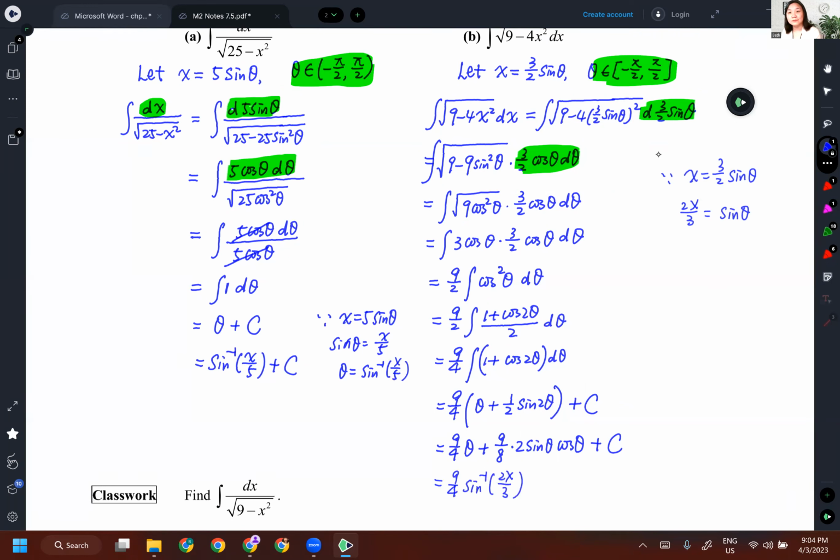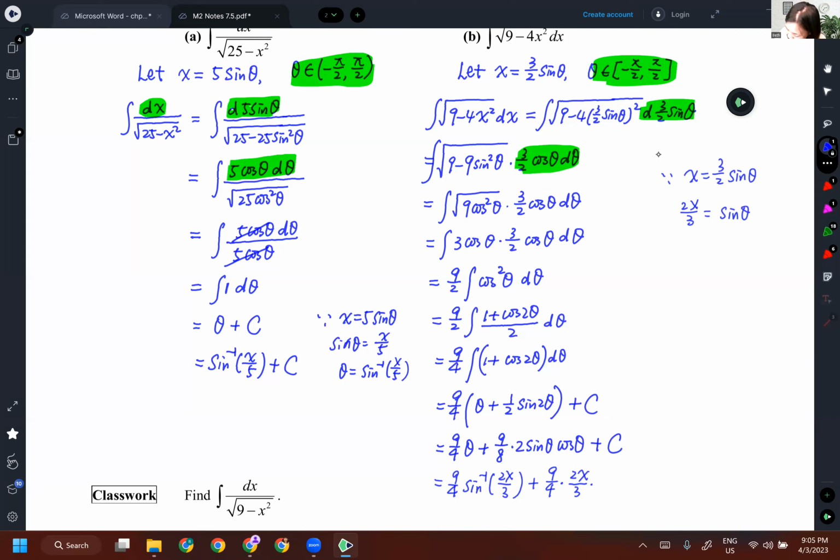That's my first one. Okay, now for this one, it's 9/4 times sine theta. The sine theta is 2x/3. That's sine theta. Now, how about cosine theta? The cosine theta can be found using the sine theta.